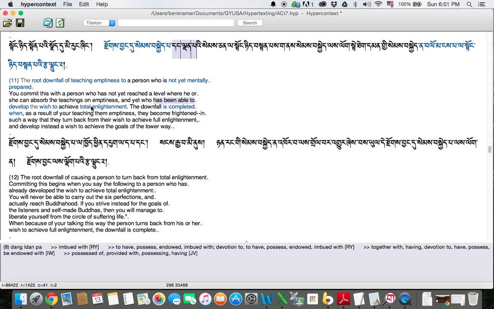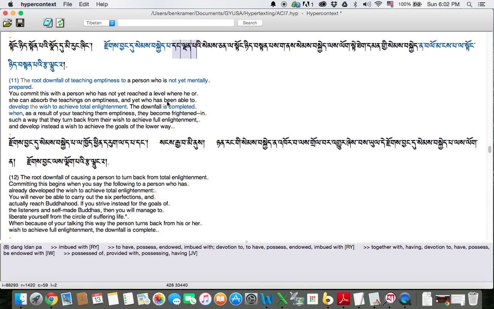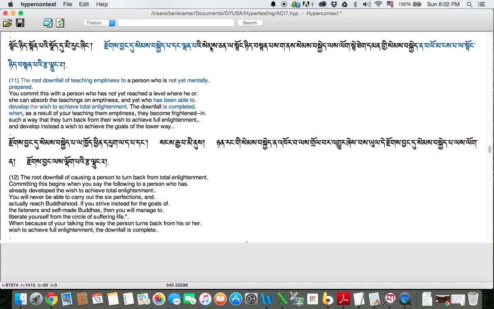This achieve, I would maybe block it. Let me think. Oh, here's what I can do. If I can take this to develop the wish to achieve enlightenment, because that's such an idiom, then the achieve is in there, but I'm not going to make it its own thing. No, that's fine. Great. Okay, cool. Has been able to. Good.